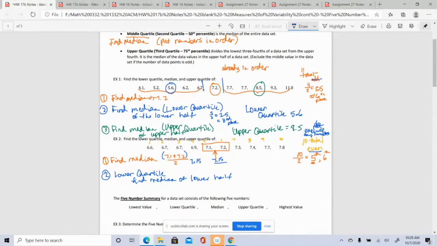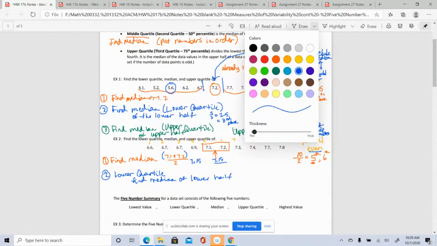If we have an odd number, like we did here, we exclude the median of the whole thing. By that I mean we exclude the 7.2. So when we go to figure out our lower quartile, we take those numbers for the bottom half, and then we take these 5 numbers here for the top half. Okay, so if we're not excluding anything, then we're just going to put a line down the middle. Get a different color.